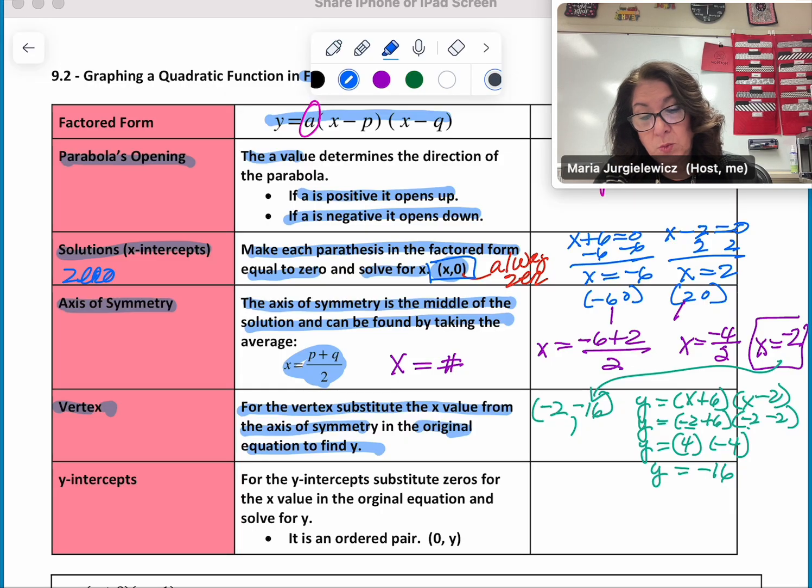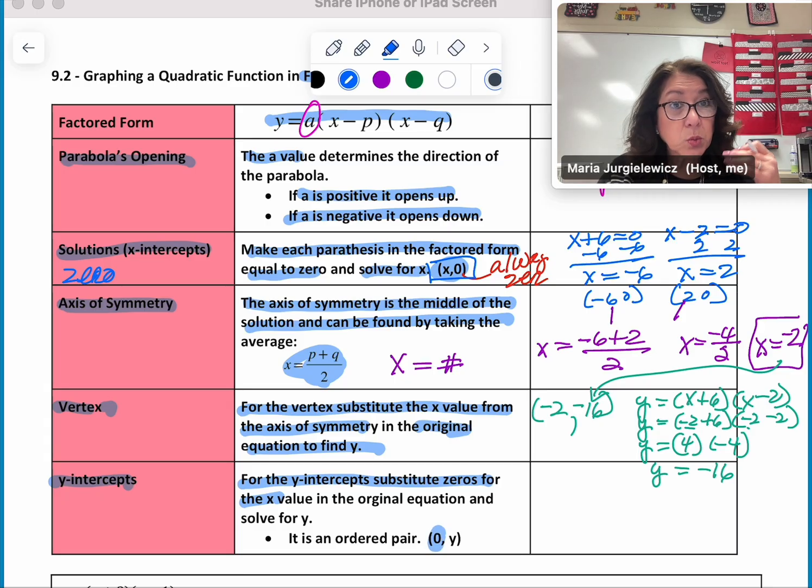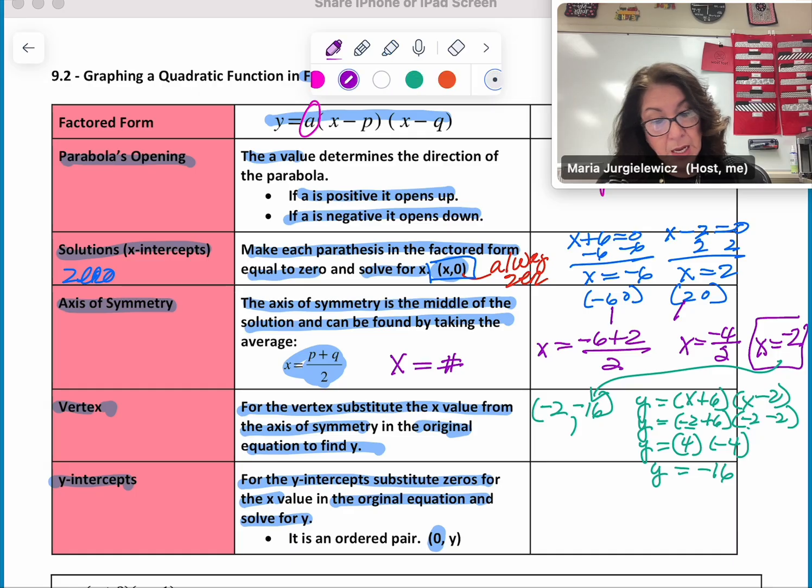All right, the last thing is the y-intercept. Where does it cross the y-axis? We substitute 0 for the x, because if I look at those ordered pairs, the x will always be 0. Then we find the value for y. So I already know it's going to be 0, some number, and I have to find that number.